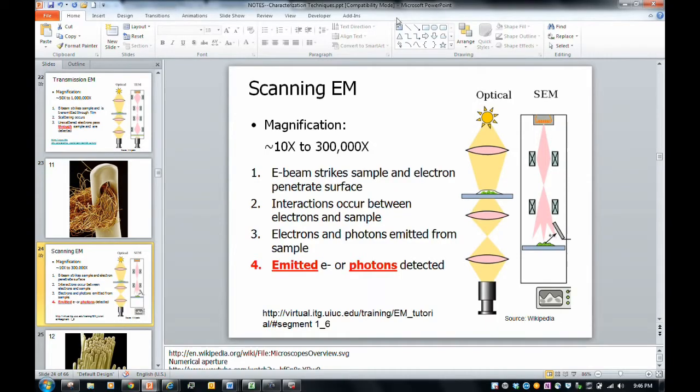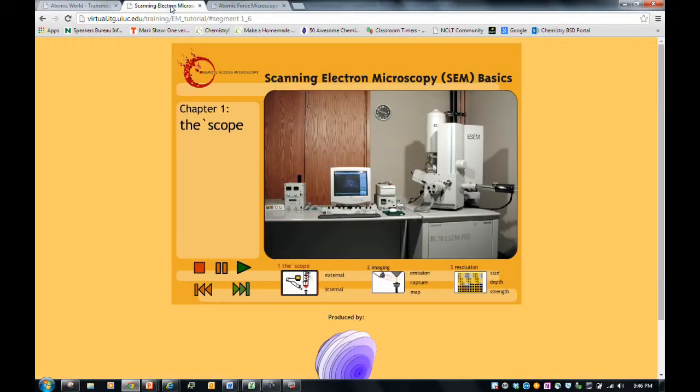We're going to look at a little bit of a longer tutorial for this. And again, I didn't show this up there, but the emitted electrons or photons are detected. So we're going to watch some animations with the scanning electron microscope.